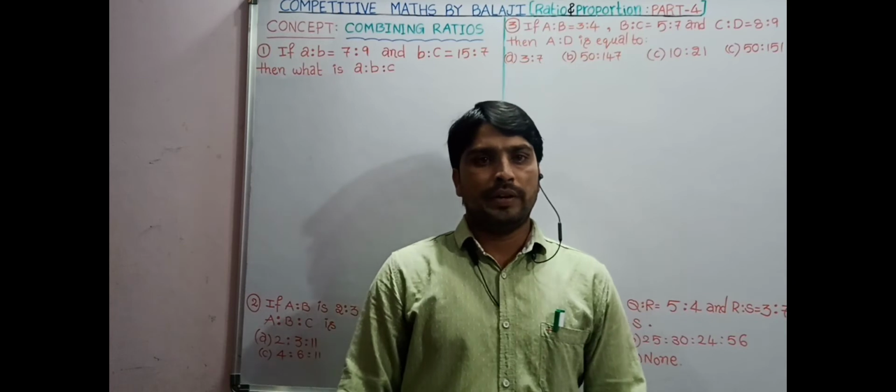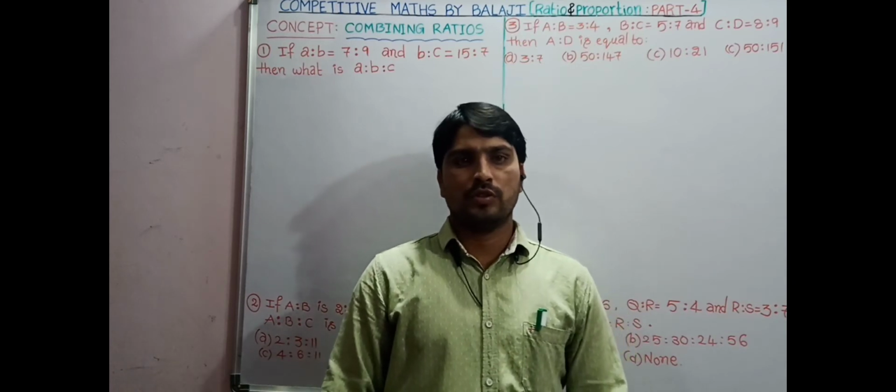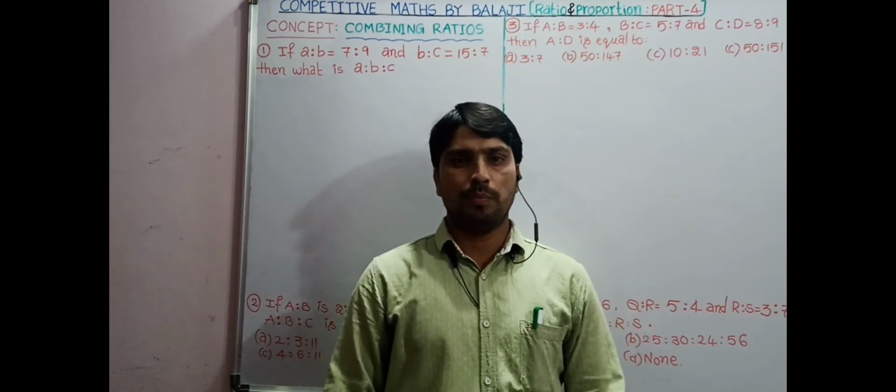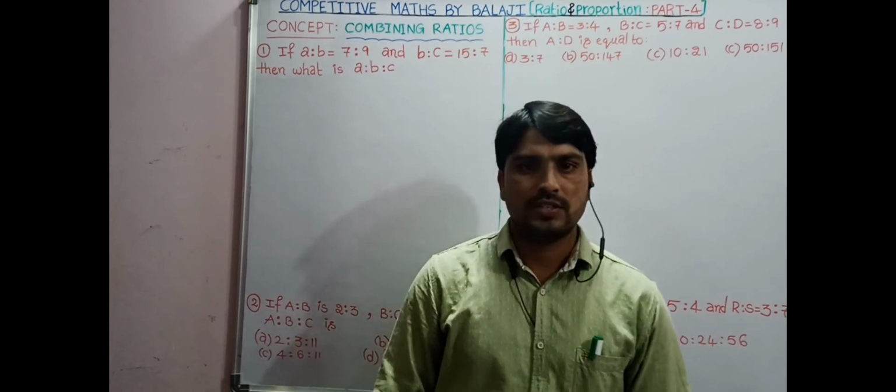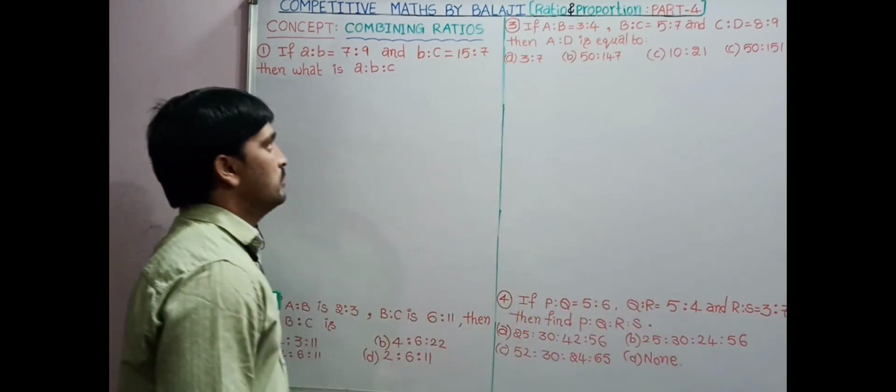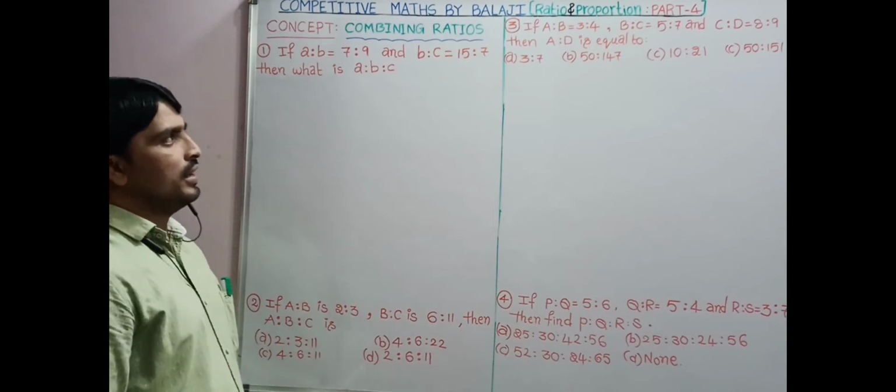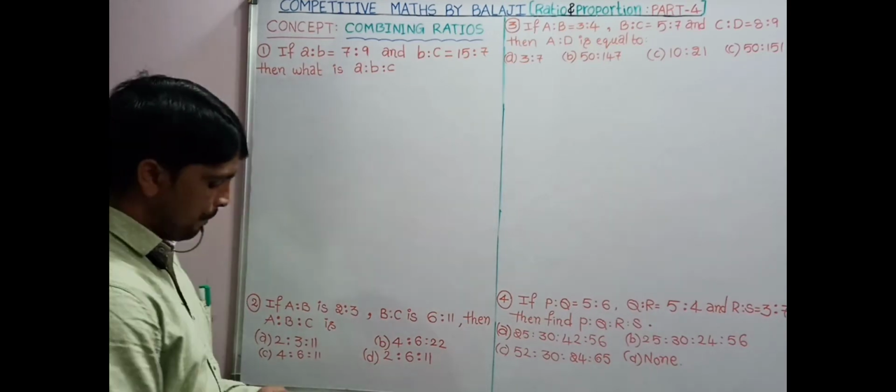Okay, we have completed 3 classes of ratio and proportion. Today we are going to discuss part 4 of ratio and proportion. Let's start our class now. The concept of the class is combining ratios. Let us see one example.